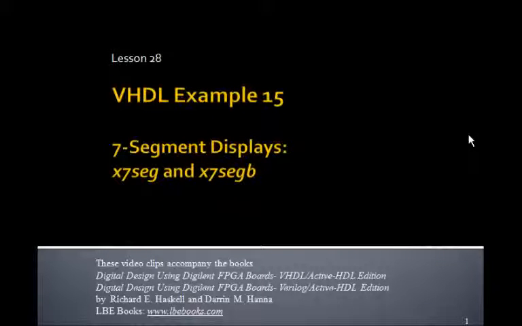This is lesson 28, VHDL example 15. In this example, our goal is to write a single VHDL program called X7seg, which will be a component that we can use to display a 4-digit hex number stored in X15 down to 0 on the 7-segment displays. We'll also make another version called X7seg-B, which will display the 4-digit hex number with leading blanks.